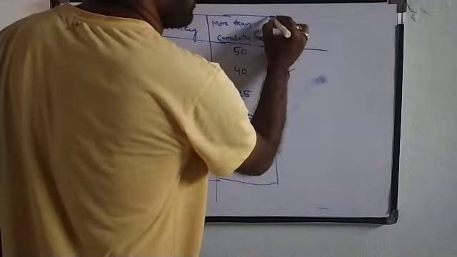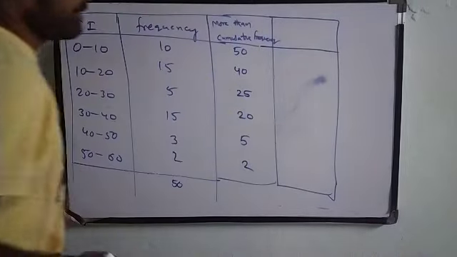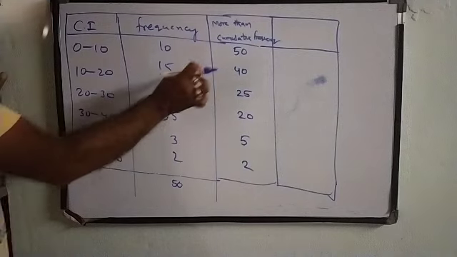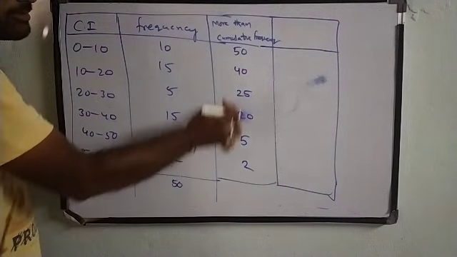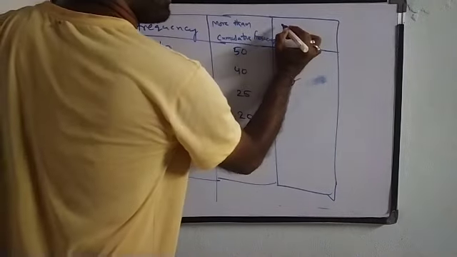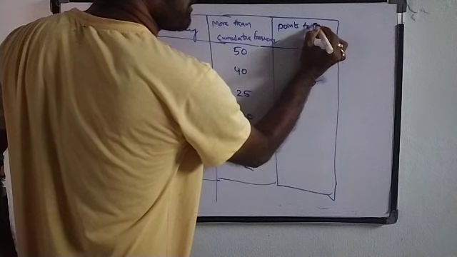Next, let us see the points which we need to plot on the graph sheet. While writing the more than cumulative frequency, we need to keep in mind that the last two numbers should match. Then only we can say that our calculation is correct. Next one is points. What are the points that need to be plotted on the graph sheet?